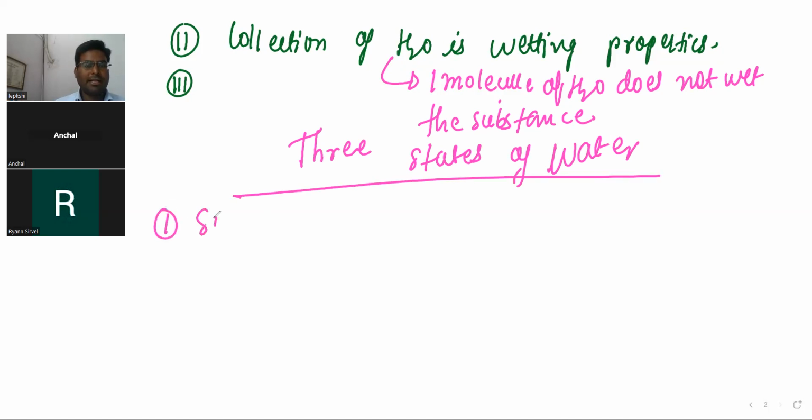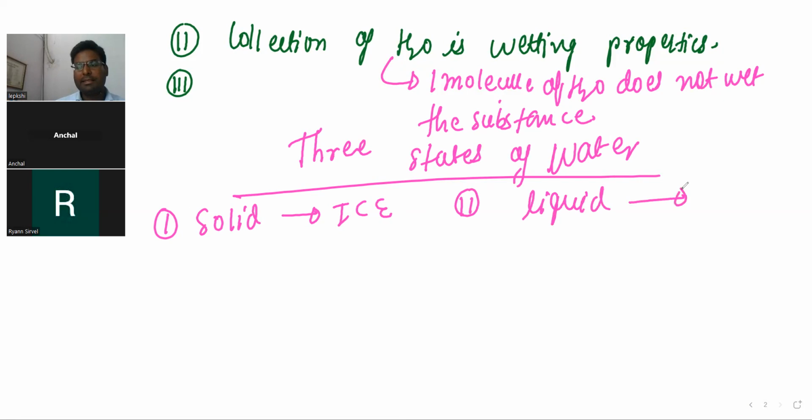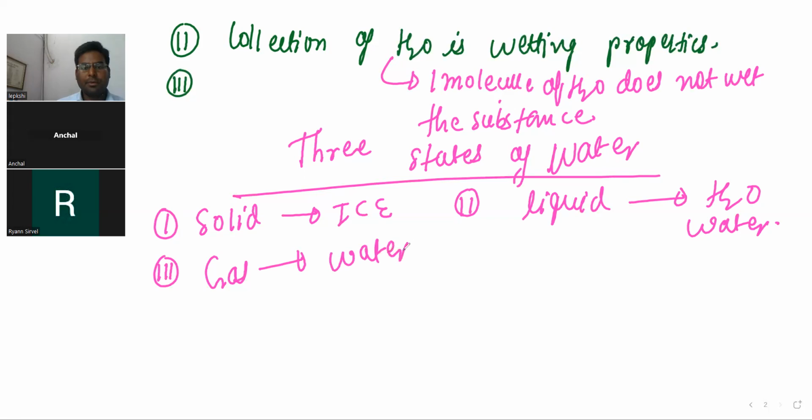So first, that is solid, which exists in the form of ice. Second is liquid. We write it as H2O or we say water. The third one is gas. That is called water vapor, or it is called steam, right?